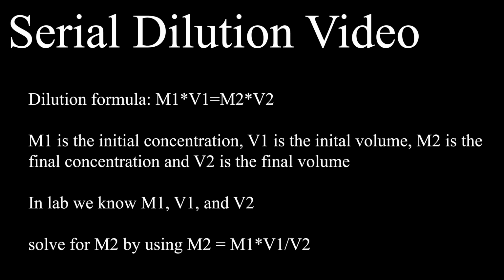In lab, we will know M1, V1, and V2. M1 is going to be the concentration either from our stock solution or our previously calculated concentration. V1 is going to be the amount we take from the previous solution. And V2 is going to be 25 milliliters because we are using 25 milliliter volumetric flasks. Since we know those variables, we can solve for the second concentration by using the equation M2 equals M1 times V1 over V2. And this is obtained by using algebra.